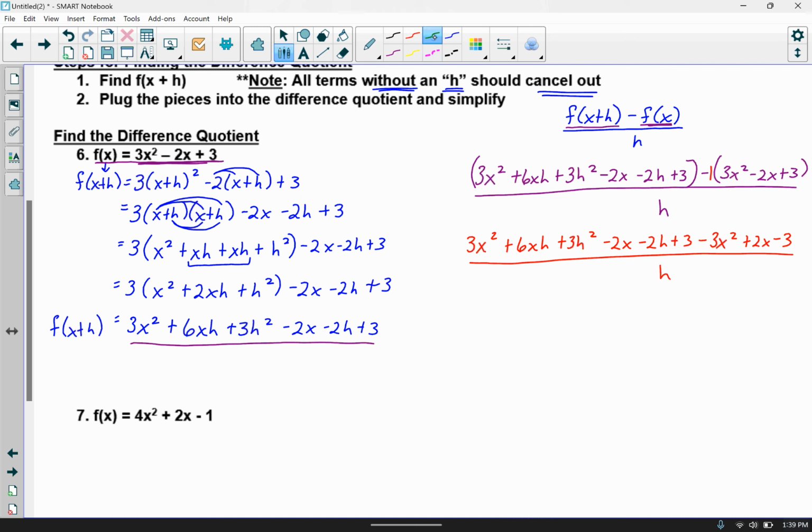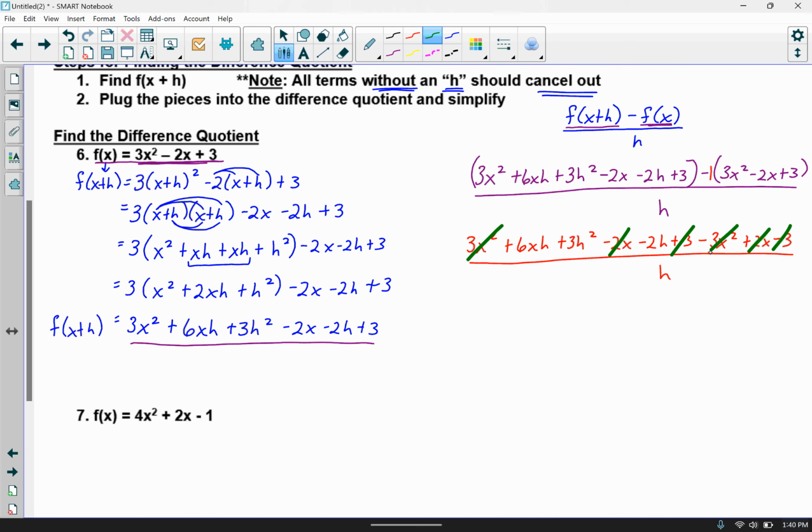Now from here you should have terms that cancel out. If you remember, I had set up here, everything that doesn't have an h in it should cancel out. Everything that doesn't have an h in it is sitting back here at the back. So start from the back. So you've got a negative 3 and a positive 3. So cross them off. You've got a positive 2x, look for your negative 2x. Got it. Cross them off. You've got a negative 3x squared, look for the positive 3x squared right here at the front.